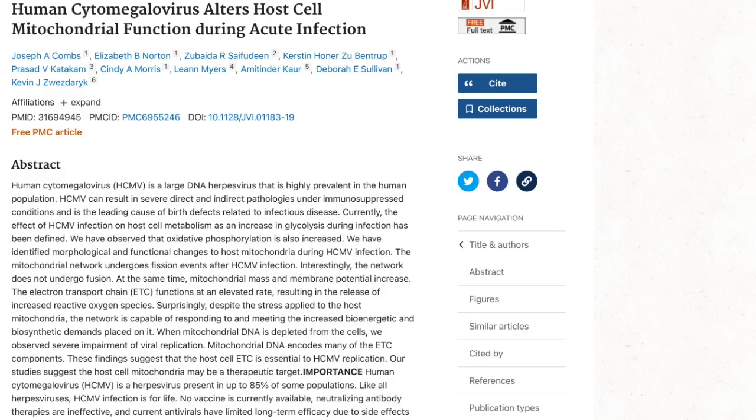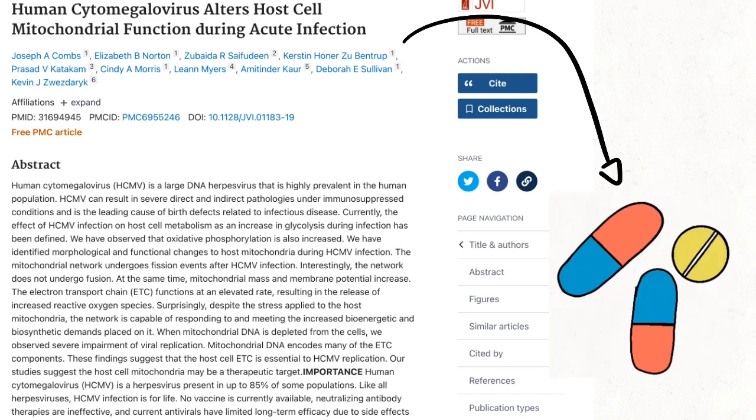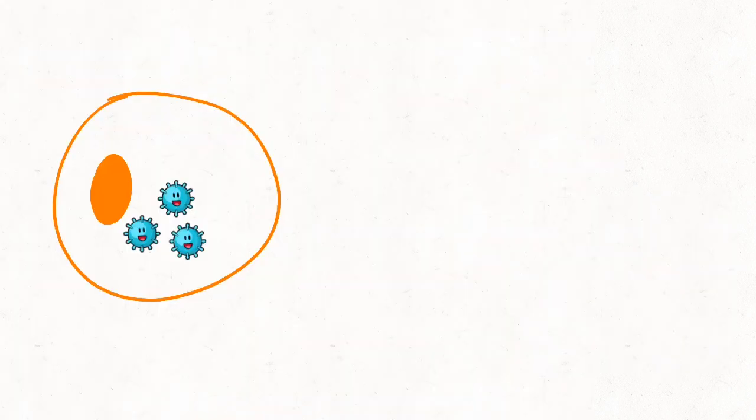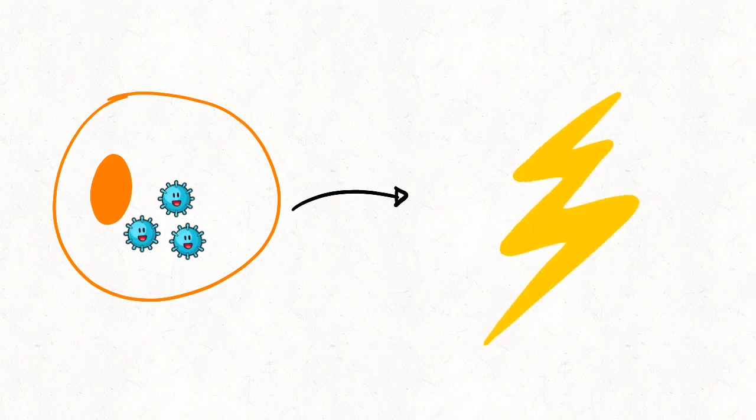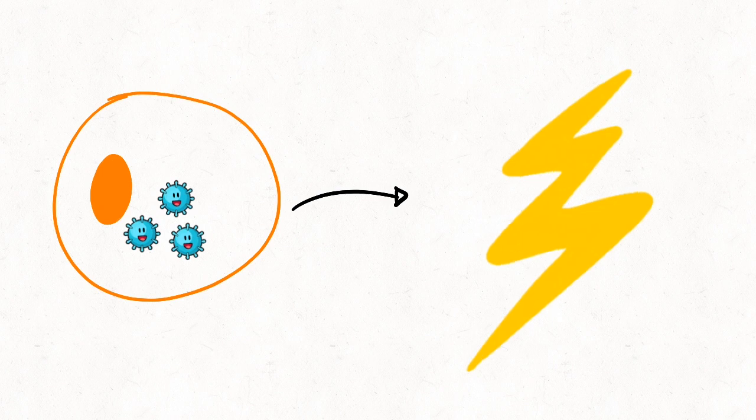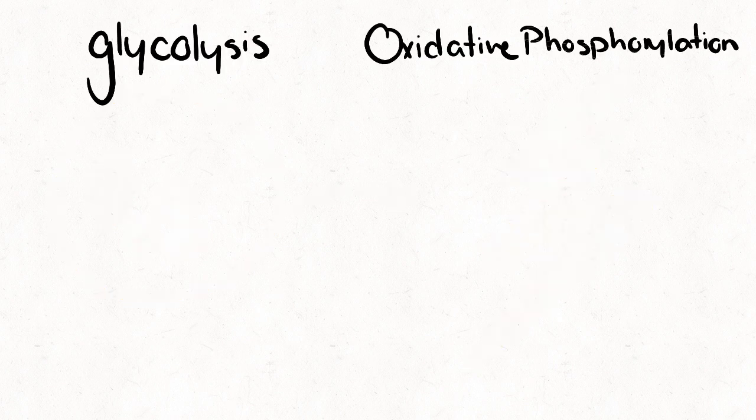Of course. So a recent paper published by Combs et al. in 2020 explored how to exploit the virus's dependency on the host's mitochondria to develop novel antivirals. So in short, when HCMV infects a cell, it changes how the cell produces energy. It makes cells increase a process called glycolysis and oxidative phosphorylation.